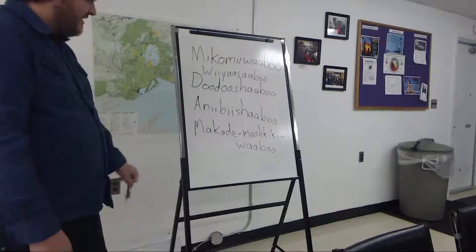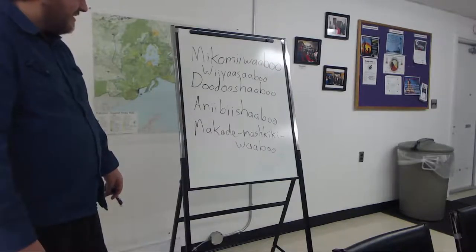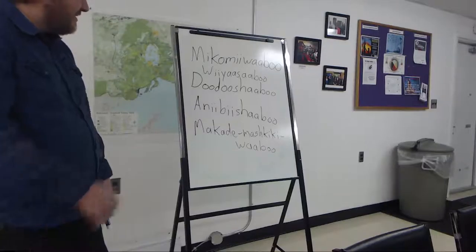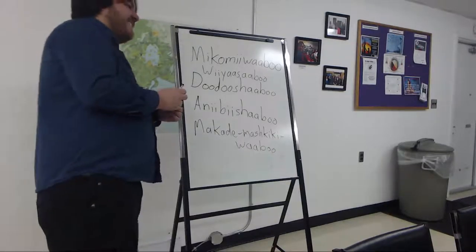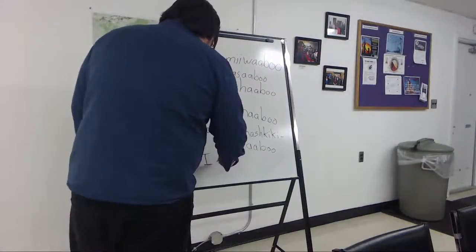Makade mashkiki wabo. One of the words for what is it then? Great. Remember what the words are in there? Makade mashkiki. Makade is black. Great. Wabo, referring to the liquid there.